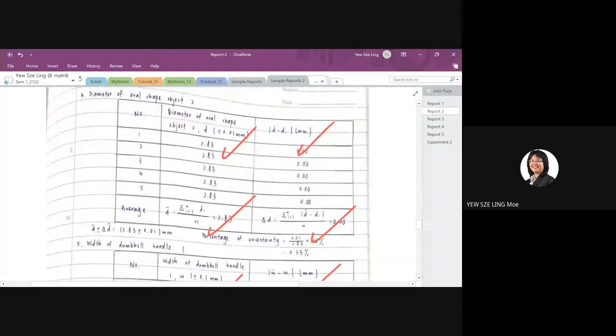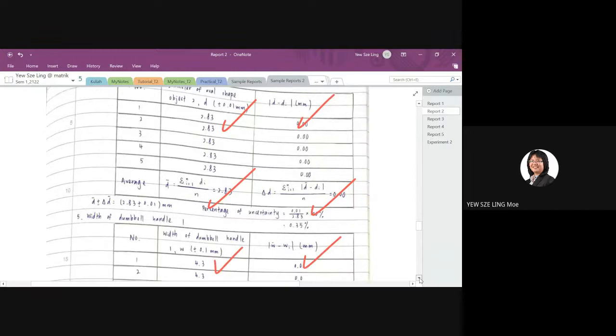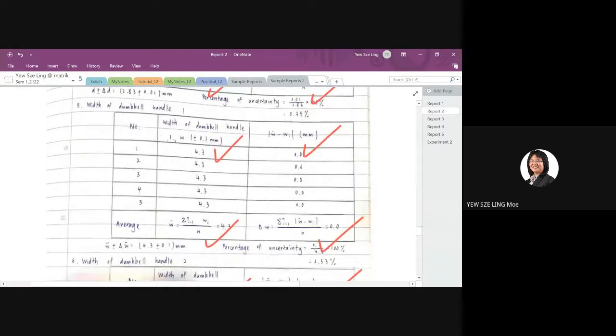All right, this one is still the same. Everything's the same. Next one is a dumbbell, plus minus 0.1 mm. Now you see all the readings are recorded in 1 decimal place, so it is correct and consistent. And W minus delta W, everything is equal to 0.0. That is fine. So even though you obtain 0, you have to write 0.0.